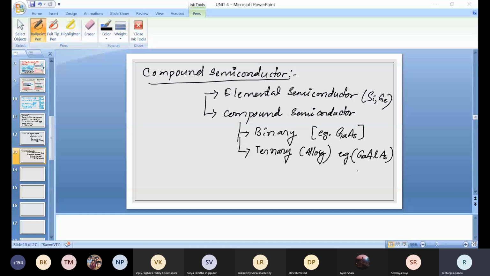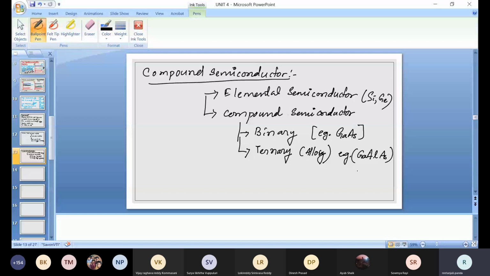Okay. So now see here, we will go for the next topic of your syllabus, that is your compound semiconductor. In the types of semiconductor, as I told you, there are two types: intrinsic and extrinsic semiconductor. Similarly, we also have another classification based on doping only. It is called elemental semiconductor or compound semiconductor.